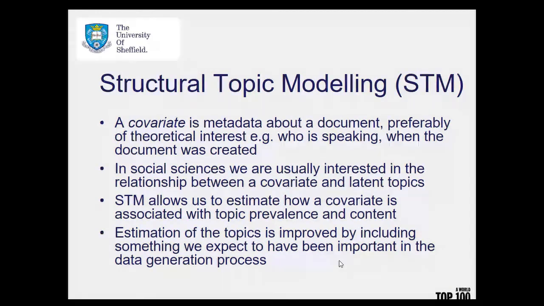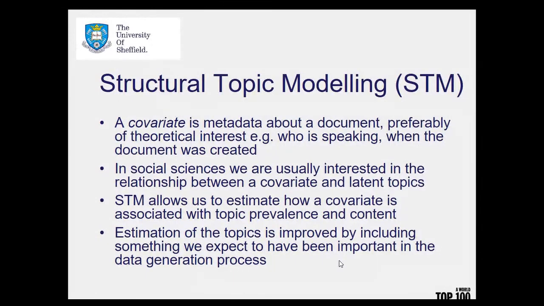The benefit of an STM is that it allows us to associate a covariate of theoretical interest to the topics. A covariate is metadata about a document, so not the words within it, but something like the author of the document or when it was created. And these covariates can be used to influence topic prevalence and content. This tends to open up new research questions to us, as well as improving our estimates.